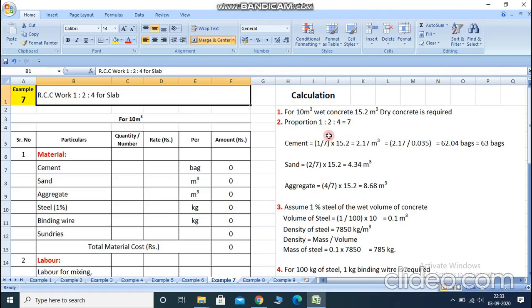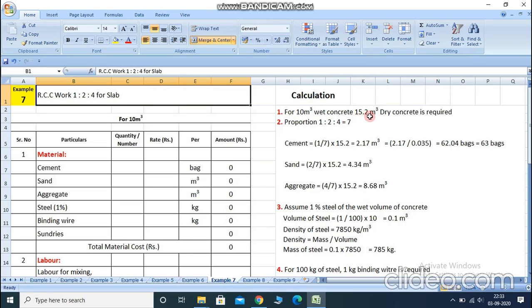Here one part of the cement, 2 parts of the sand, and 4 parts of the aggregate is calculated. So first we calculate the cement quantity. Cement quantity is the 1 part of the cement, so 1 divided by 7, where 7 is the summation of all the ratio values, multiplied by 15.2. So 15.2 is a dry concrete volume.